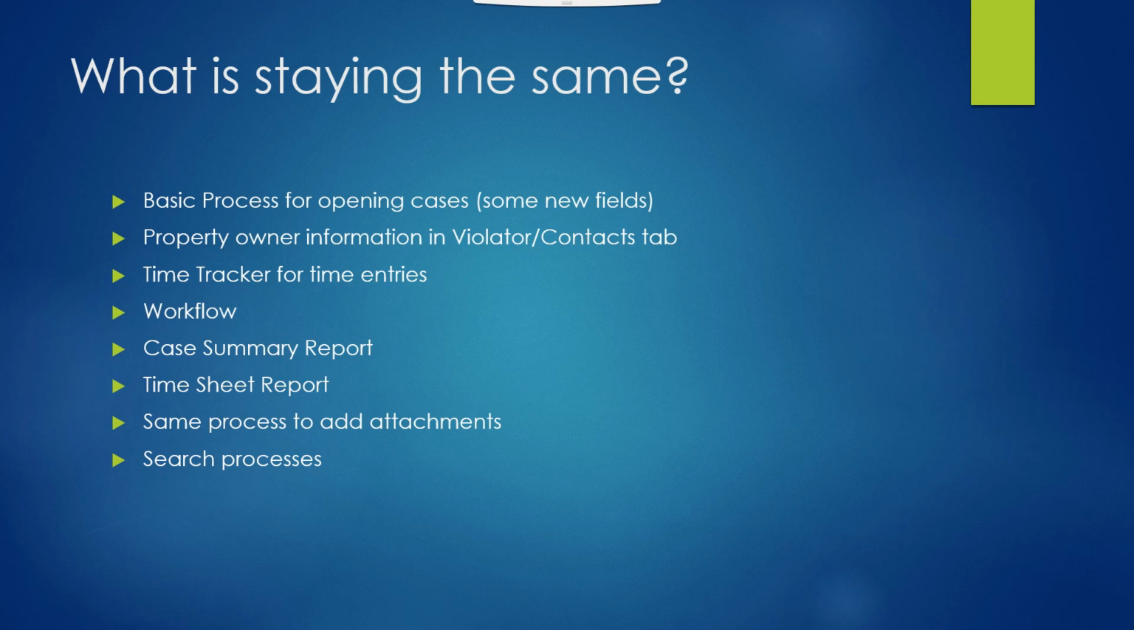First of all, what is staying the same? The basic process for opening new cases remains essentially the same. There are some new fields that we'll explore as we move through this video going forward. Property owner information in the Violator Contacts tab will remain the same. Time tracker entries for capturing your time also remains the same. Workflow.